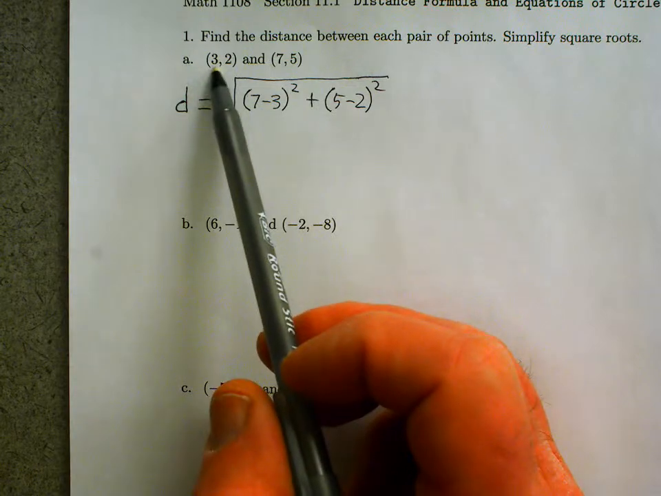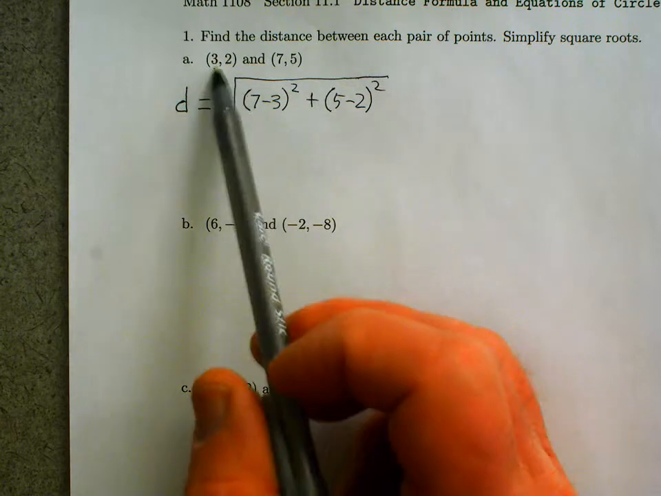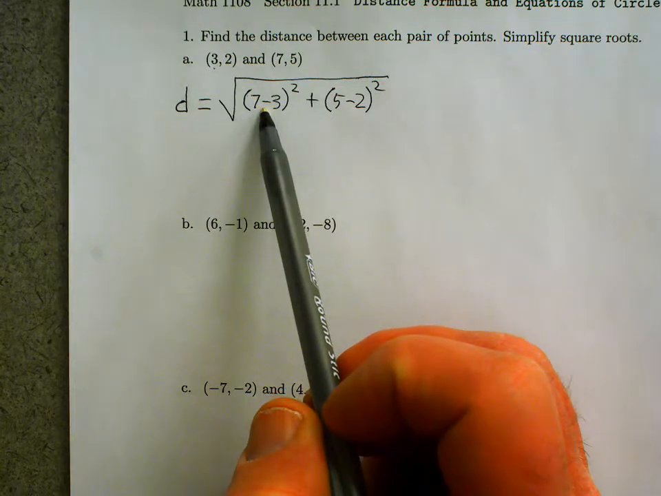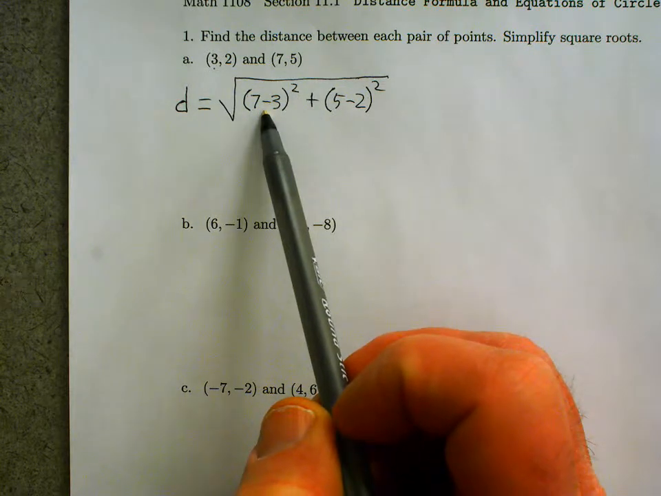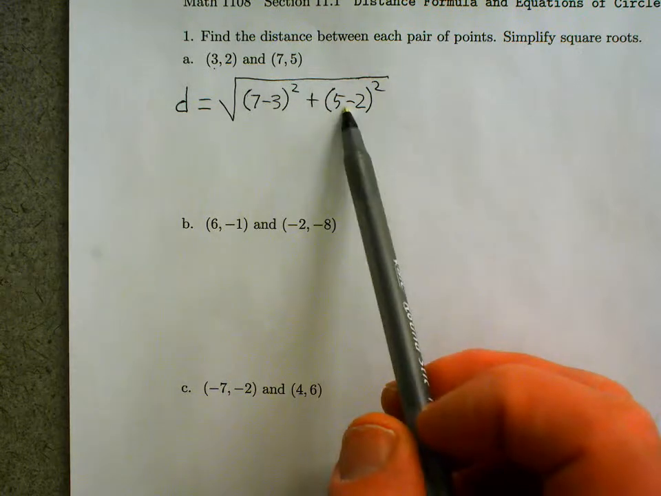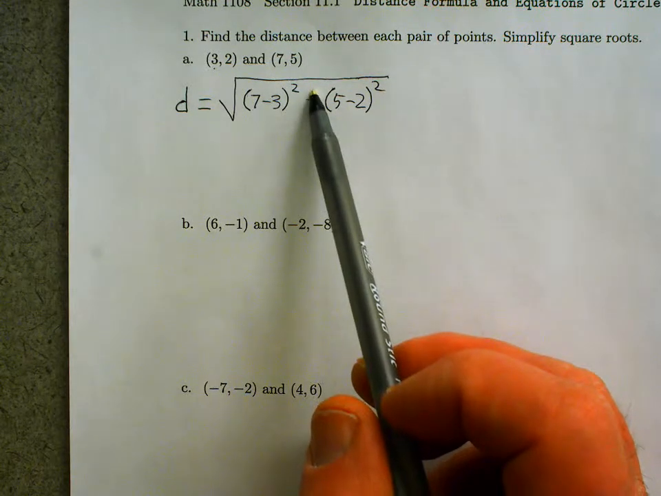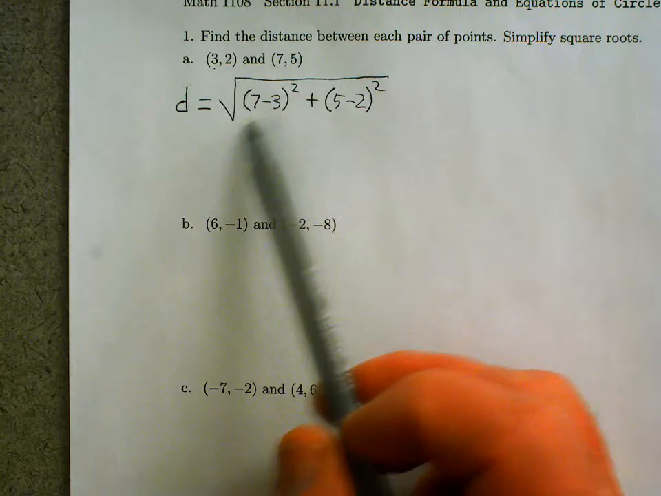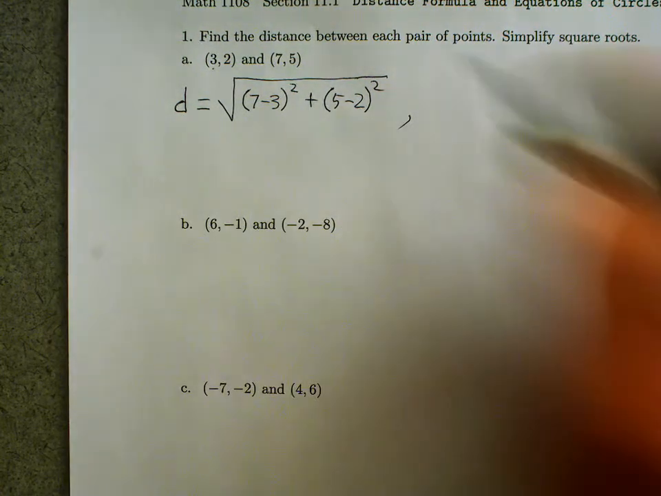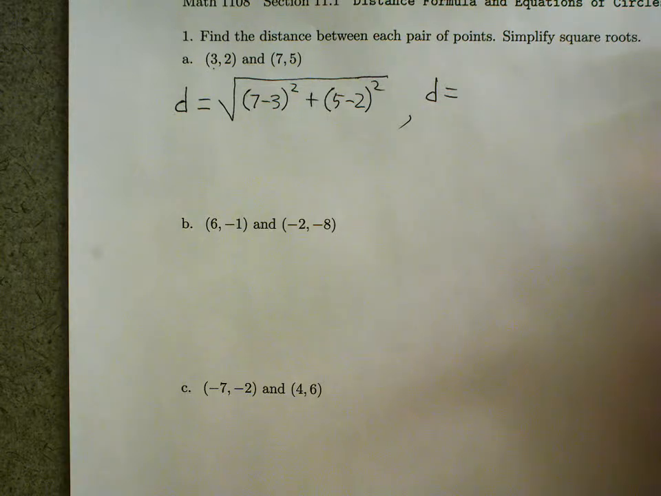So always be careful that you're using the 2 x coordinates and finding their difference and then squaring it, and identifying the y coordinates, finding their difference and then squaring it. And then on the inside, you're adding those two numbers. Okay, so if you get it set up, then it's just a little bit more arithmetic.